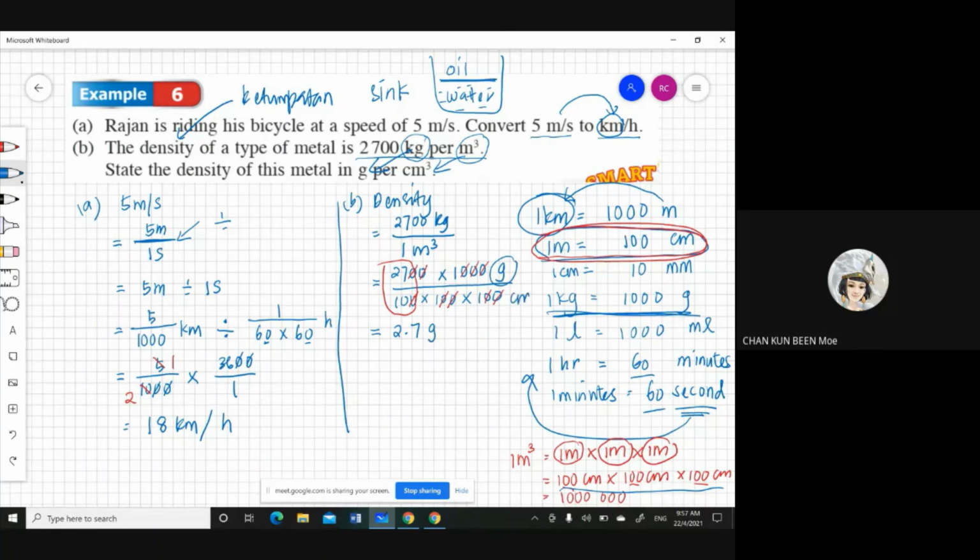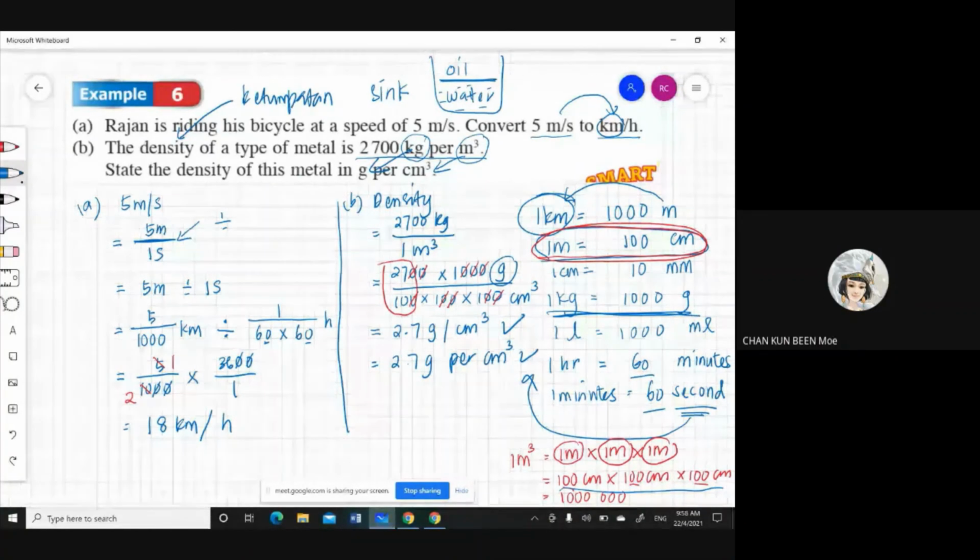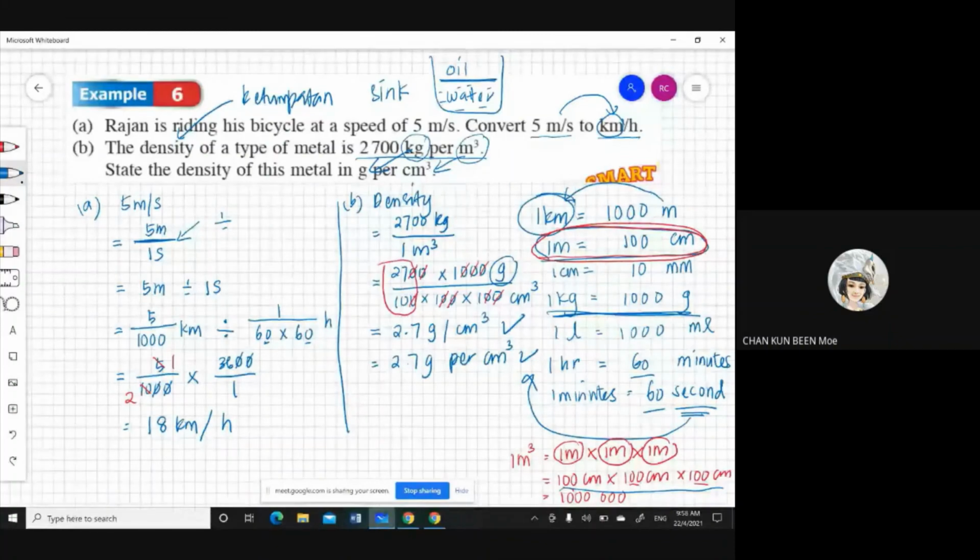This one is cubic centimeter, right? So just write down over cubic centimeter. Or if I write it in words, it will be 2.7 gram per cubic centimeter. Both answers are acceptable, so you don't have to worry which one you should write down. Are you okay, class? Any questions so far?